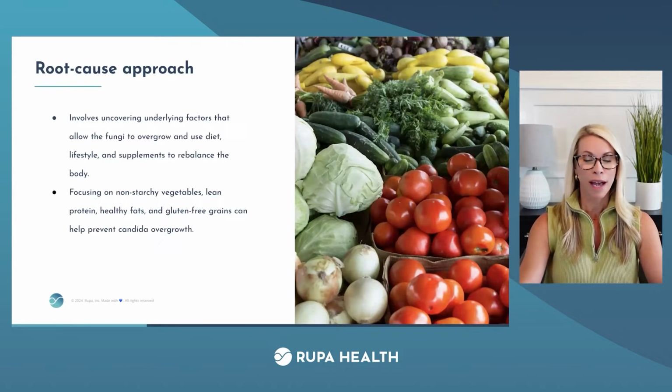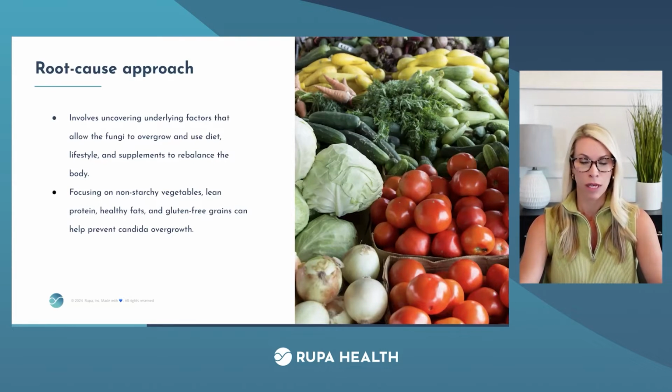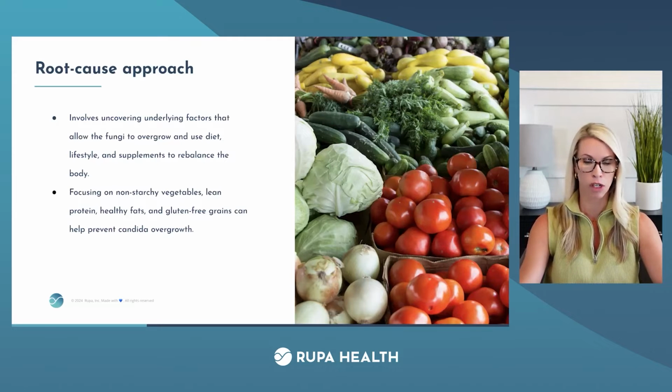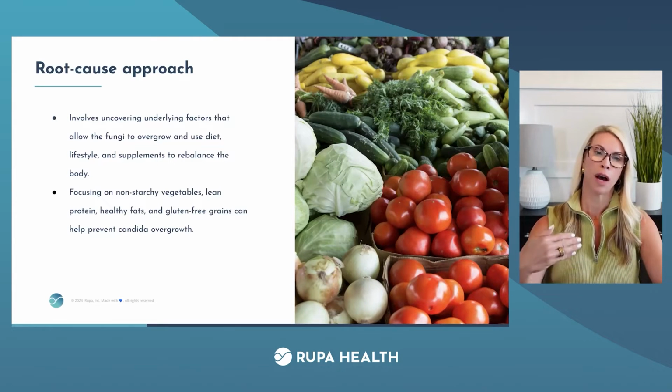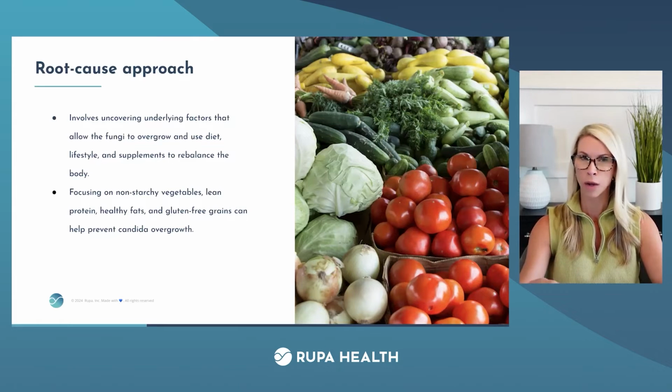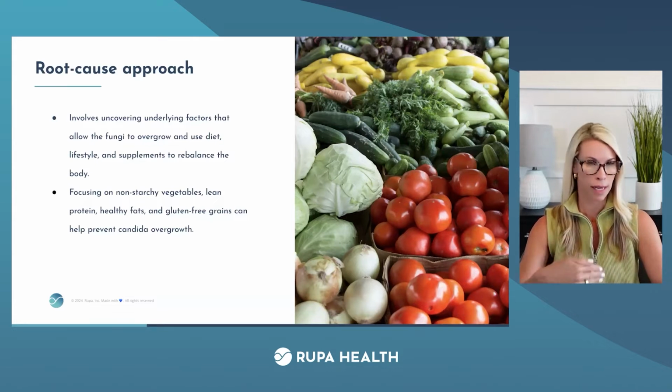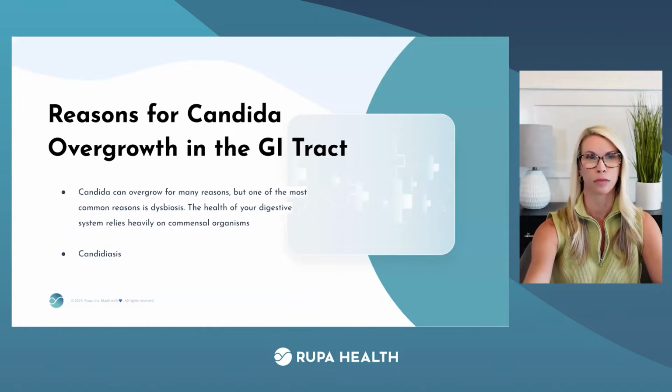So, what we as practitioners, as root cause practitioners, want to do is, of course, get to the root of the problem. What is actually causing this Candida to become overgrown? Again, we want to look at diet and we want to look at a few other underlying causes that I'm going to mention in just a minute to think about when we're working with clients. What has made this person susceptible to this overgrowth?